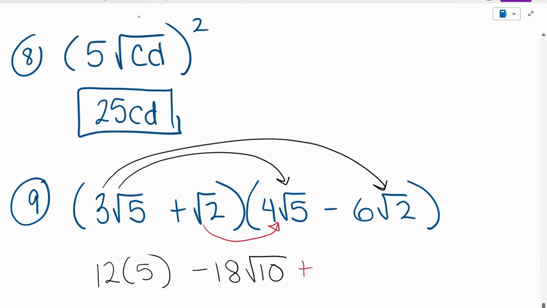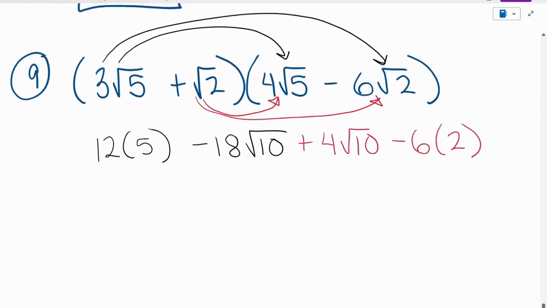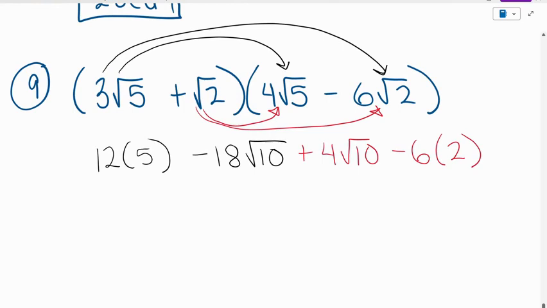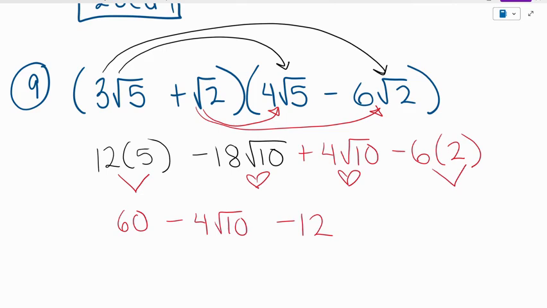Now we have root 2 times 4 root 5, which is going to be 4 root 10. And then root 2 times a negative 6 root 2 is a negative 6 times 2. Did I lose anybody here? Everybody understand where I got every one of these? Great. So now 12 times 5 is 60. I can add these two together. Negative 18 root 10 plus 4 root 10 is a negative 4 root 10. Negative 6 times 2 is a negative 12. So now I can add these two. 60 minus 12 is 48 minus 4 root 10.